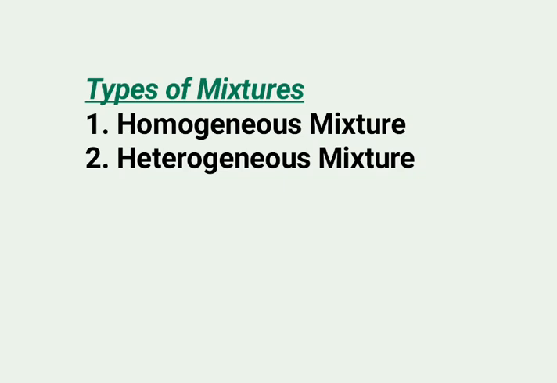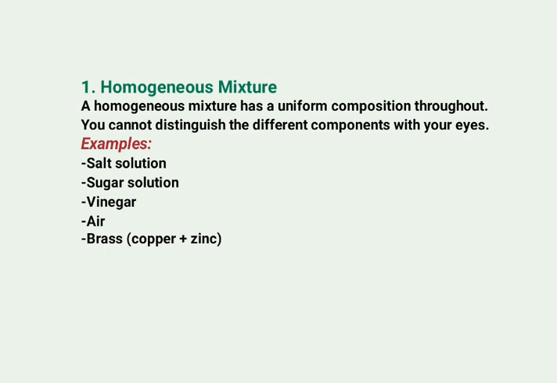We have two types of mixture. We have homogeneous mixture, and the second one is heterogeneous mixture. In a homogeneous mixture, there is a uniform composition throughout. You cannot distinguish the different components with your eyes. Examples: salt solution, sugar solution, vinegar, air, and brass. Brass contains copper and zinc.